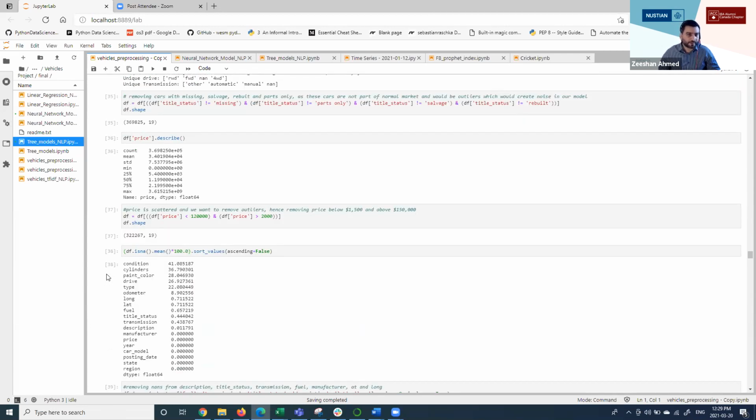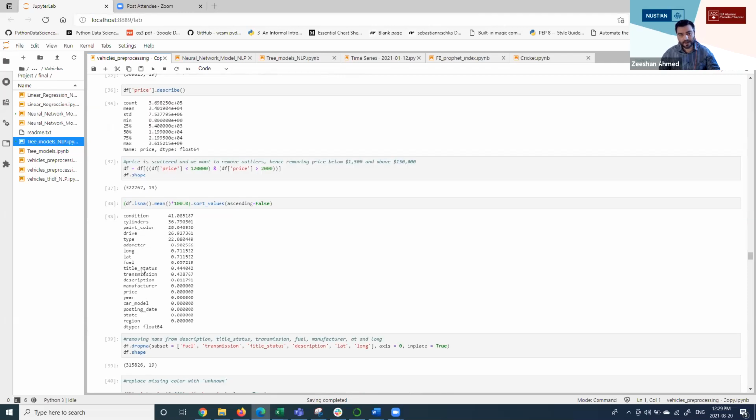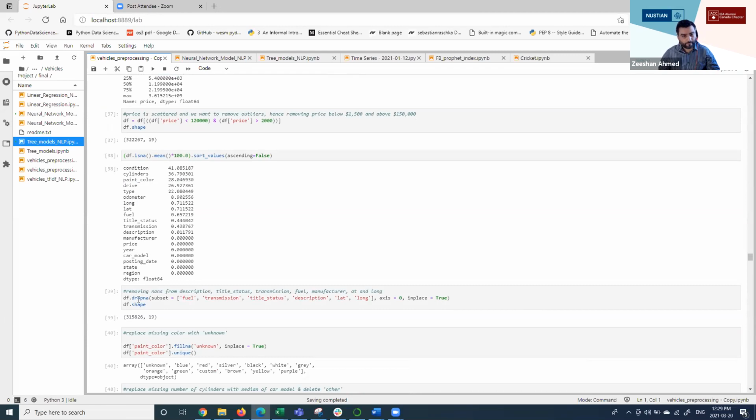So what I have to find out is the NaN values, and they have to be taken care of. As you can see, condition had 41% NaNs. NaN values are literally where there's nothing there. We have to either fill them up or remove those columns, and those decisions have to be made. So what I did was I removed everything below 5%. That's title status, transmission, description, latitude and longitude, because they were not to be replaced by me, and also fuel.